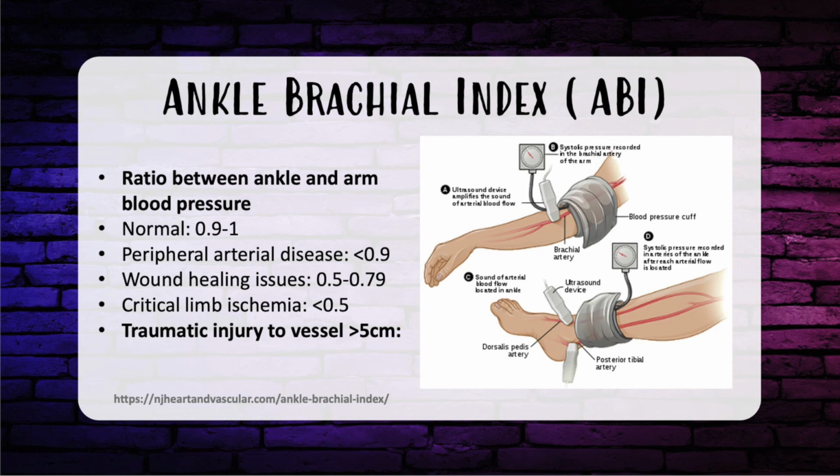So if you're unable to obtain ABIs, you can do a toe brachial index or TBIs, and a toe brachial index of greater than 0.7 is normal. Another way to look at it is toe pressures need to be at least 30 millimeters of mercury, and severe ischemia is between 0 and 30, and there is a severe lack of healing in this circumstance.